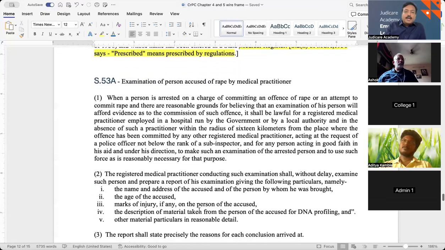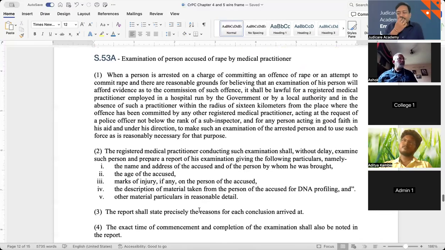Now, 53A has been brought in as an addition. It was non-existent before 2010, and this has come focused on sexual offenses. So: examination of a person accused of rape by medical practitioner. See, there is no comma in the Bare Act. It makes two different meanings. So "examination of person accused of rape by medical practitioner" is actually "examination of person accused of rape by a medical practitioner." Okay, so it makes two different meanings.